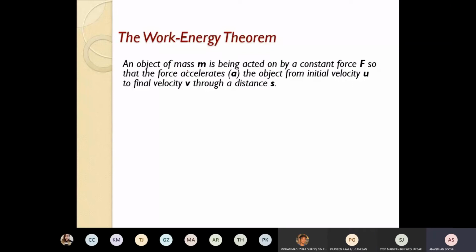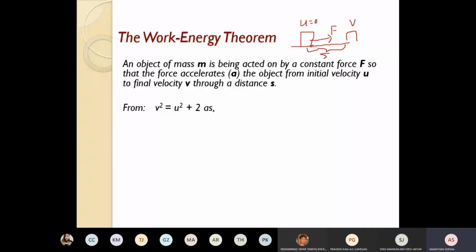So when an object of mass m, like in this diagram, is acted on by a force F, the force accelerates the object from initial velocity to final velocity through a distance of s. So you have an object, and you apply a force F. It was at rest, so u was 0, and you drag it a distance of s, and the object is finally here. It attained a velocity v after traveling that distance s.